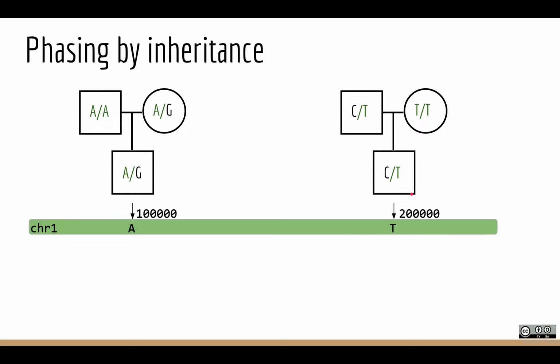Same for this site, but the opposite scenario. Dad is now heterozygous, mom is homozygous, kid is heterozygous in this case, and therefore we know that this C allele came from dad and T allele came from mom.